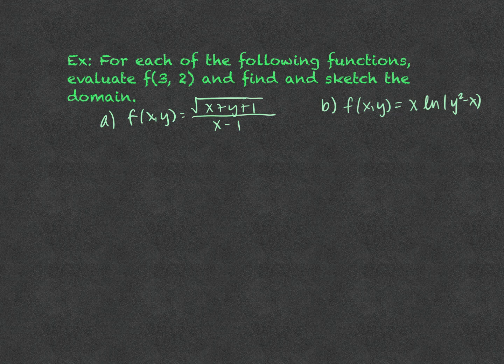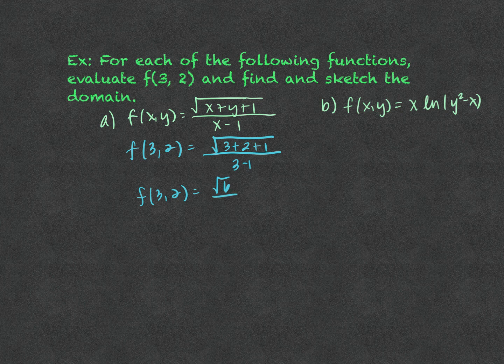So for this example, it says for each of the following functions, evaluate f of 3, 2, and find and sketch the domain. So let's start with f of 3, 2. Letter A is the function f of x, y, where the numerator is the square root of x plus y plus 1 over x minus 1. So when we plug in f of 3, 2, this means x is 3 and y is 2. And it's just like evaluating a function before. It's just we're in multiple variables now. So 3 plus 2 plus 1 over 3 minus 1. So f of 3, 2 equals 3 plus 2 is 5 plus 1 is the square root of 6 over 2.